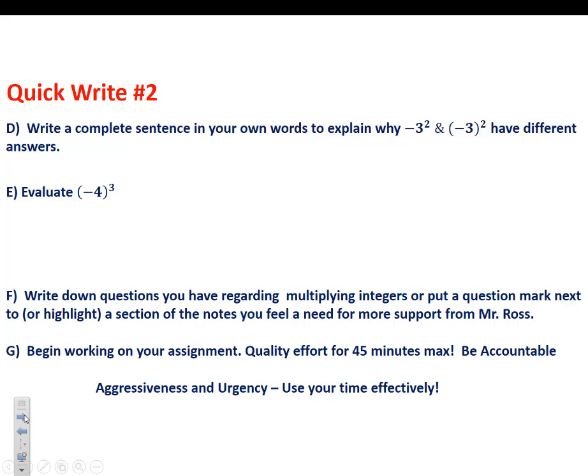Ladies and gentlemen, as always, please write down any questions you have regarding multiplying integers, or put a question mark next to or highlight a section of something in your notes that you feel you need more support from Mr. Ross on. Ladies and gentlemen, you can begin working on your assignment. Remember, a quality 45 minutes max. If you come across a problem you have a question on, that generates questions that you can ask Mr. Ross. And that is absolutely fantastic.